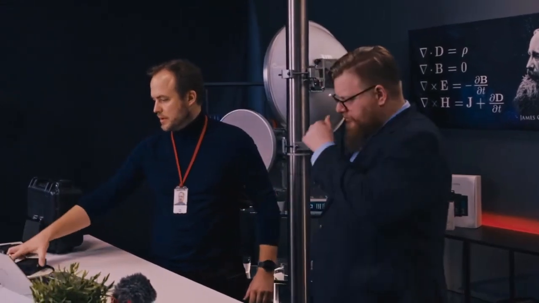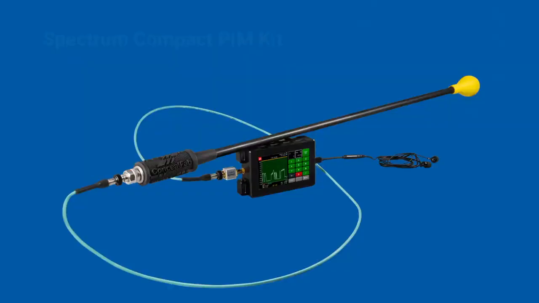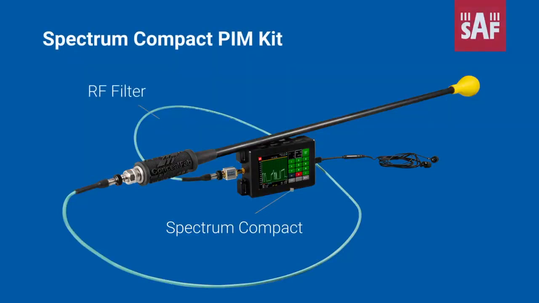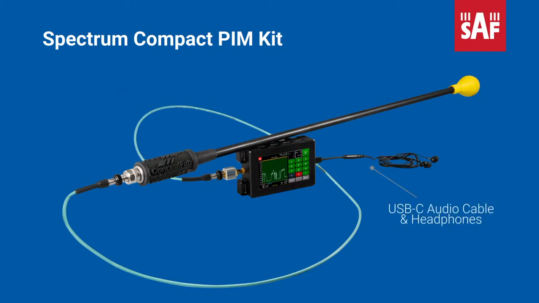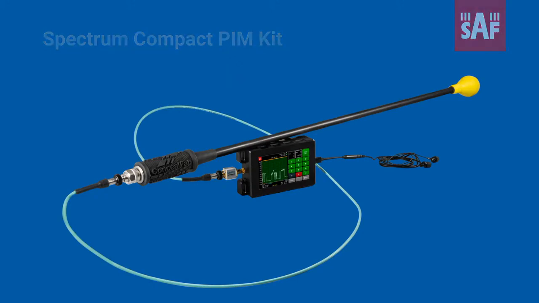Here we have the exact equipment that we would be using for locating external PIM. What we have is the Spectrum Compact Spectrum Analyzer, then an RF filter that filters out the strong signal coming from the base station, and then a near field probe, which you would use to locate the exact location or object that is generating this passive intermodulation near the cell site.